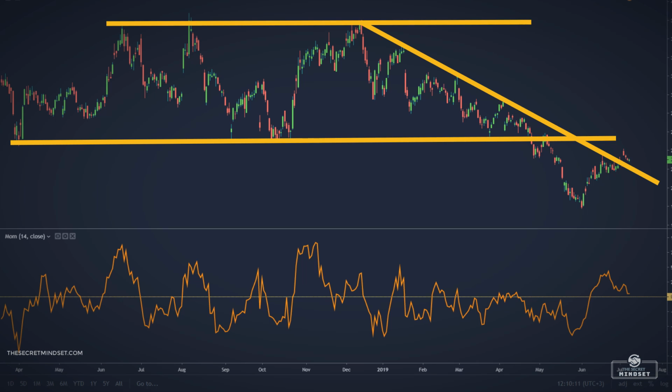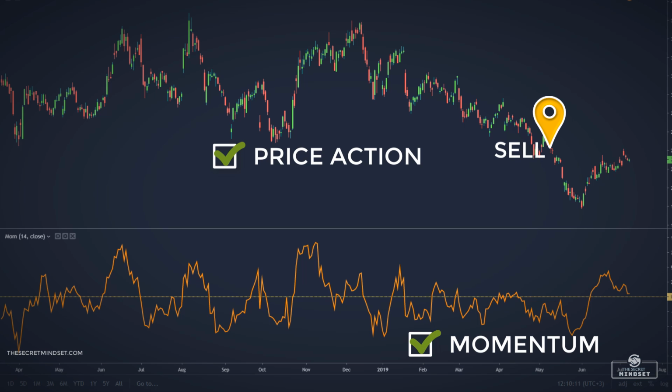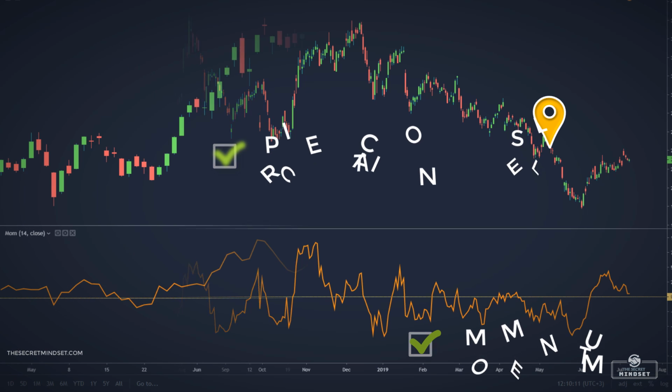Here is the most important trade, our entry point. We have a breakout of a key support line, with a retest of the breakout level, and the momentum staying below zero line. A short trade around this area was a high probability trade, because we had price action and momentum indicating the same thing.